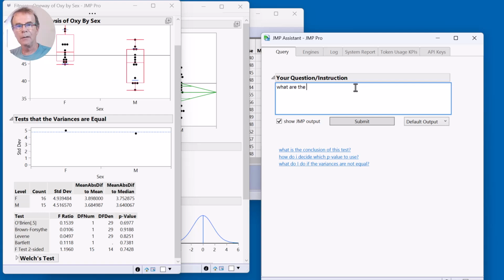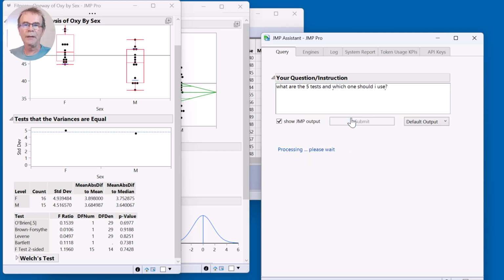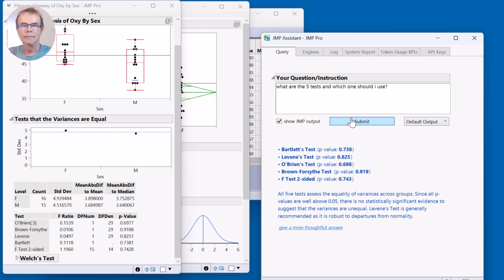What are the 5 tests? And which one should I use? Right? Perfectly sensible question to ask at this point of the workflow. So it gives me the tests, and I'm a bit disappointed with that answer, actually.